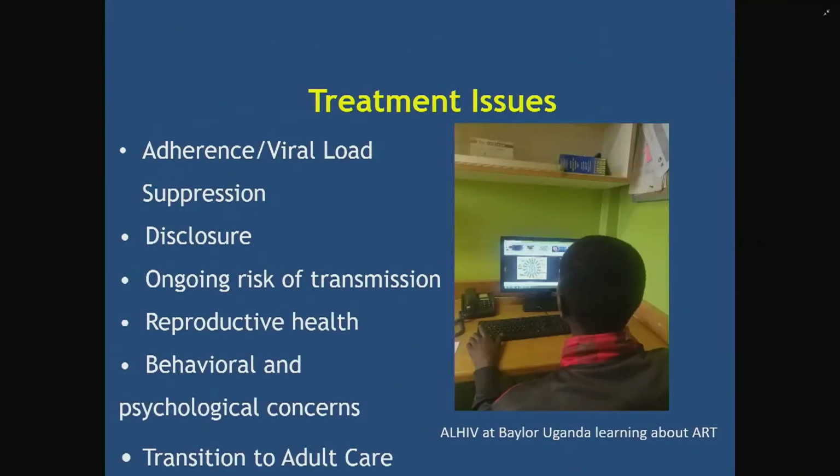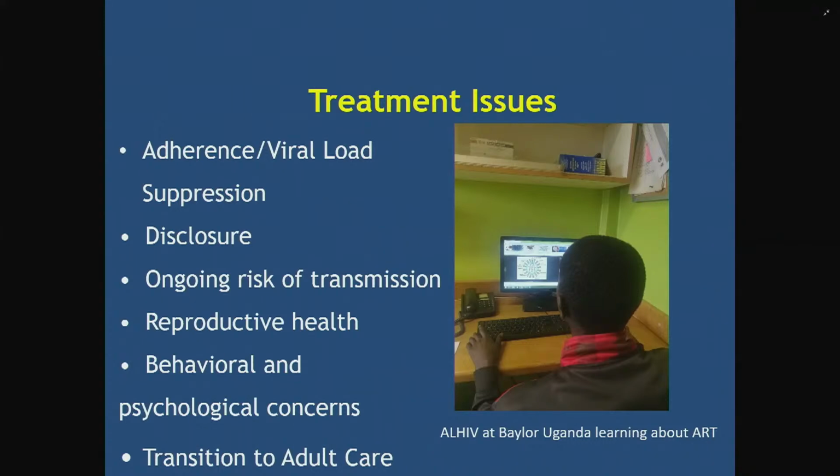There are treatment issues that we need to consider, including adolescents understanding their own treatment. I'm proud to share with you this picture because it was an adolescent who was finishing his senior 4. He understood how to navigate the computer, and by the time he left my visit on that day, he clearly understood what an HIV virus looks like, where the treatments work, and all this.